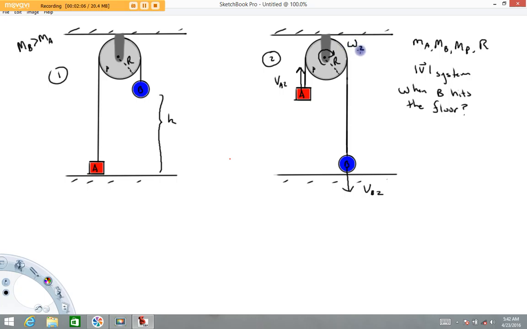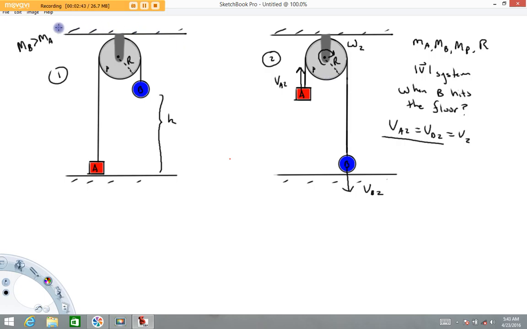In this example, you'll notice that the radius, the distance from here to here and from here to here, is the same. That means these two velocities are going to be the same. So VA2 is equal to VB2, and I'm going to shorten that to V2 for the rest of the example. This is not always true. It's a consequence of the radius being the same on both sides. If this were a cylinder with an inner and outer radius, or maybe a yo-yo, these velocities could in fact be different. But in this example, they're the same.